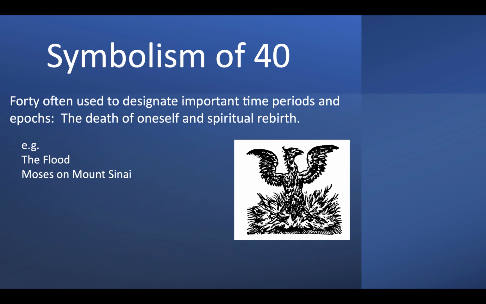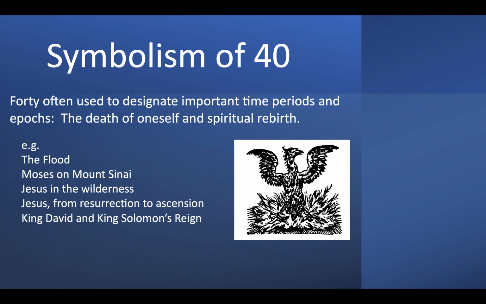E.g., Noah's Ark and the floods, that was 40 days and 40 nights. Moses on Mount Sinai, Jesus in the wilderness, 40 days and 40 nights. Jesus from resurrection to ascension, 40 days. King David and King Solomon's reigns, both 40 years. And I believe a lot of meaning and symbolism takes root in functional things in nature. So if you think human gestation itself is approximately 40 weeks, which is probably why 40 is used to designate these important time periods of rebirth or birth.